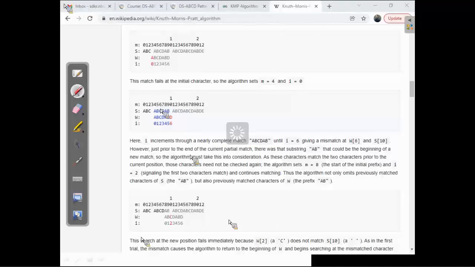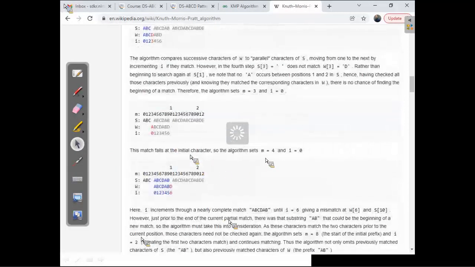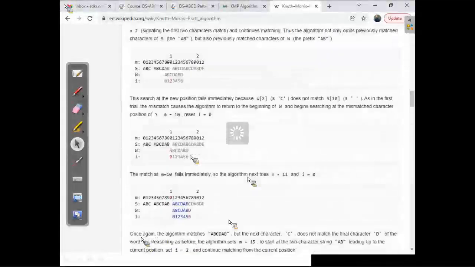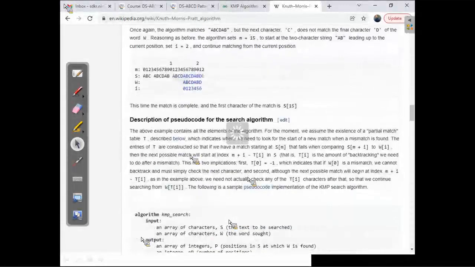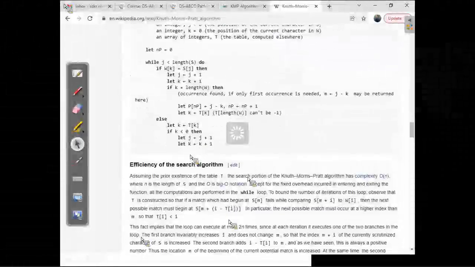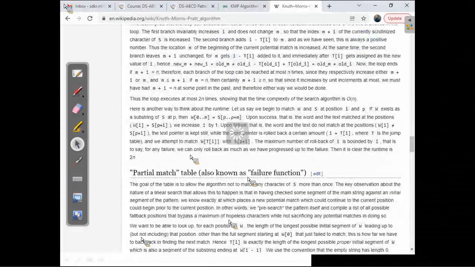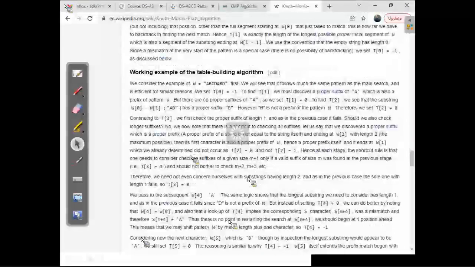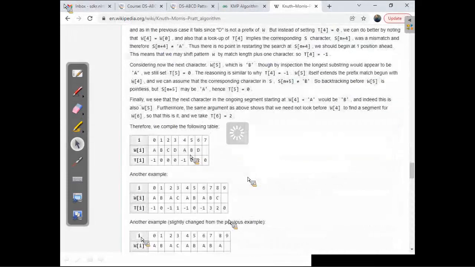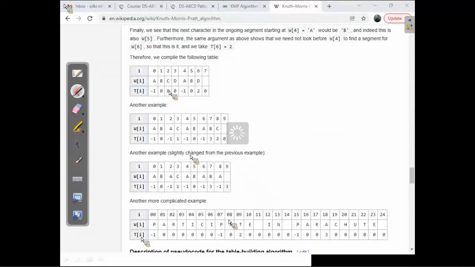So this is the original string, and the word is this, no? So he will give how to compute. Go down. There may be some. No, go down. Keep going down. Description. Also known as failure table. Come down. Table building algorithm. Good. Go down.